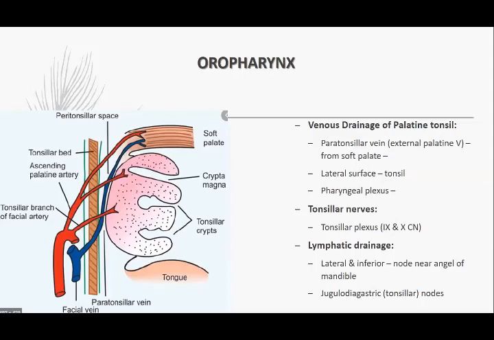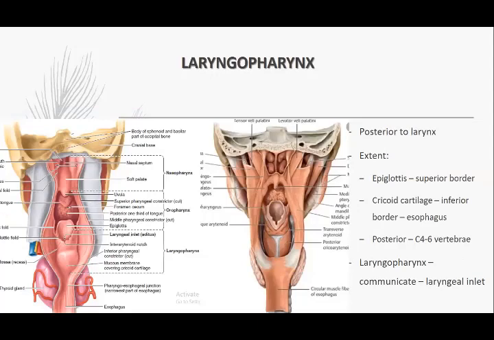Tonsil की nerve supply comes from tonsillar plexus of nerves, जिसमें contribution है from the glossopharyngeal and the vagus nerves. Okay.